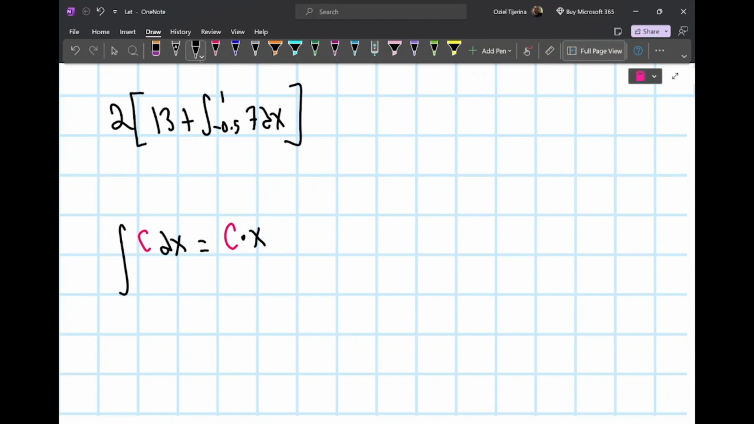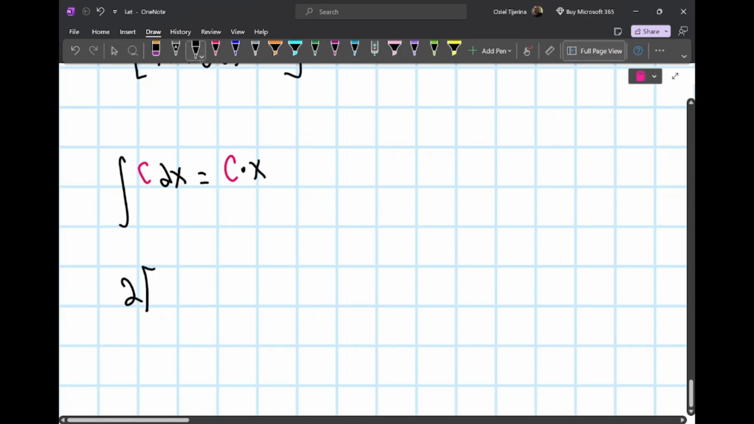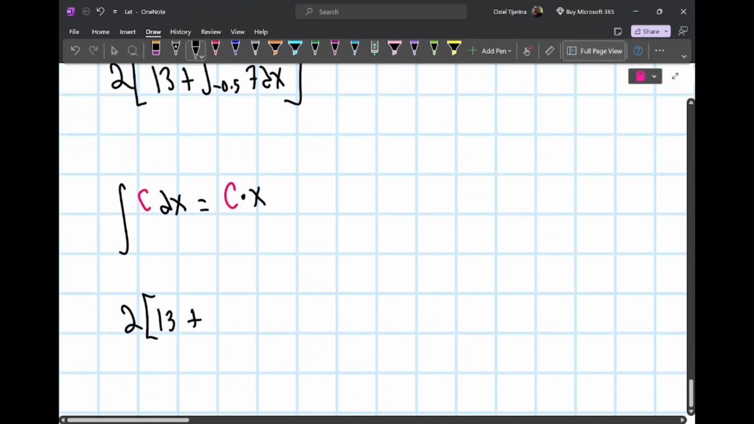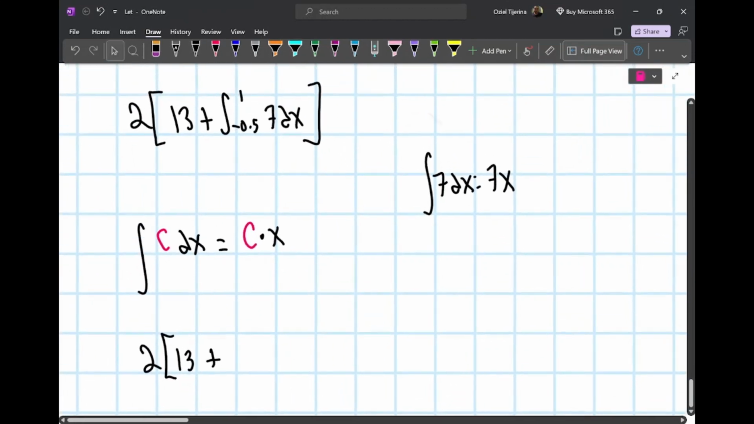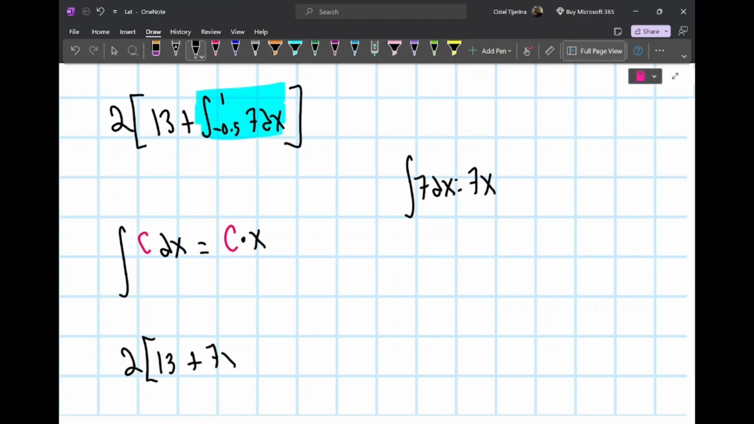And so therefore, if we do this, we have 2 times the quantity 13, plus the integral of 7 dx, guys, which is just 7x. This part here is going to be 7x, but we're going to have to use the fundamental theorem of calculus for this.